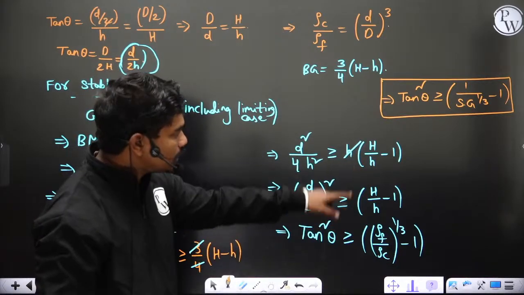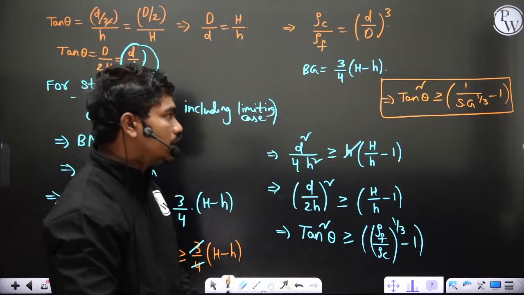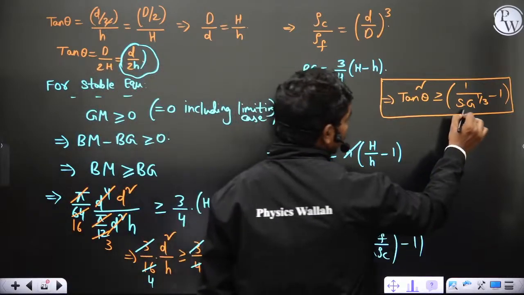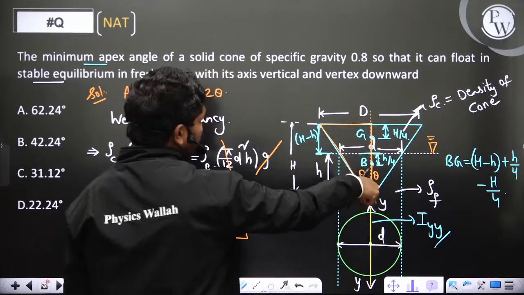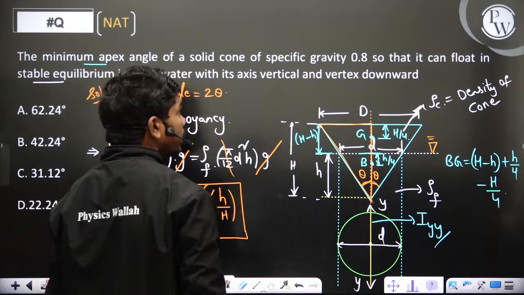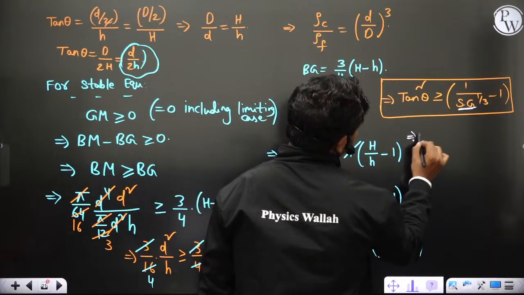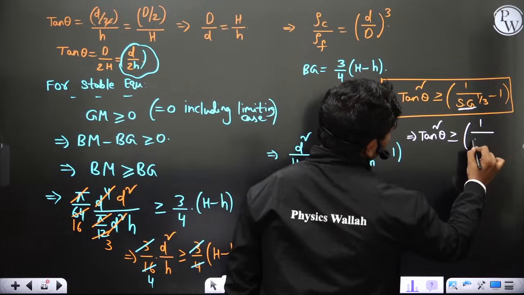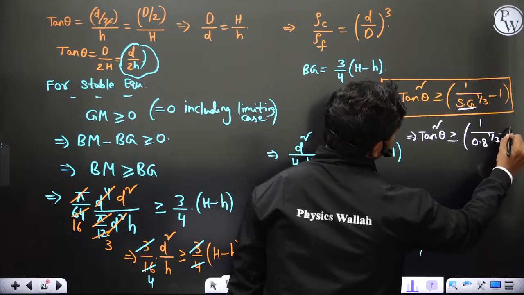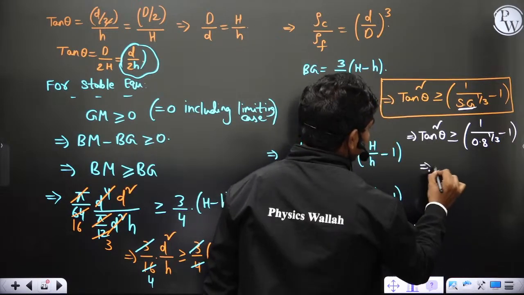So this is 1 by specific gravity whole power 1 by 3 minus 1. And in this case, definitely they have given you the specific gravity, because if this is water, then density of the cone divided by this is specific gravity, 0.8 is what you have. Okay, so tan square theta should be greater than or equal to 1 by 0.8 power 1 by 3 minus 1. So you can get the expression for theta.